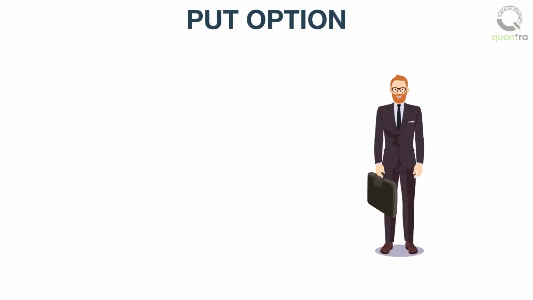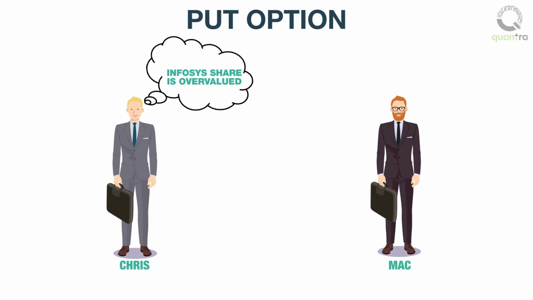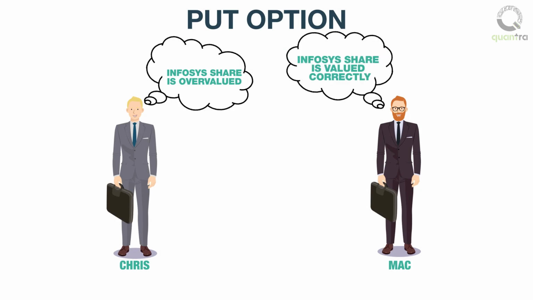Consider two traders, Mac and Chris. Chris is of the opinion that the current share price of Infosys, which is trading at 900 rupees, is overvalued, and expects the price to decrease in the future. However, Mac is of the opinion that the Infosys share price is valued correctly, or that it is undervalued. Based on their beliefs, Chris decides to buy the put option, and Mac decides to sell the put option.